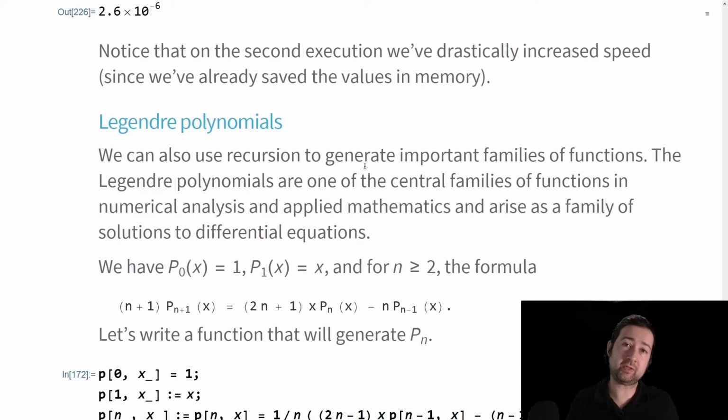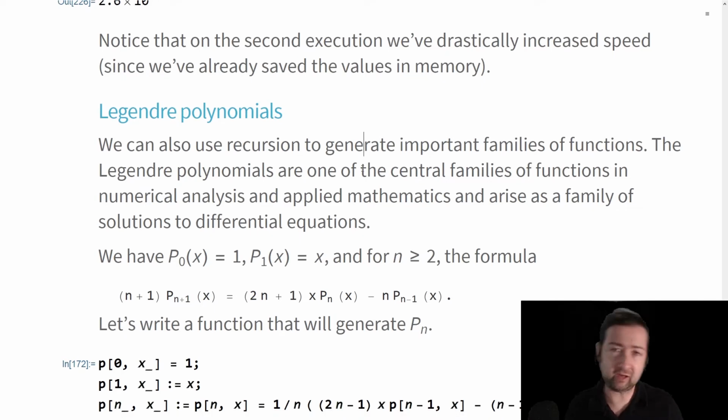So another interesting place that you can use recursion that shows up frequently in applied mathematics is in the generation of special families of functions. And recursion is an equally good way of looking at the generation of functions as well. So one of the most important families, I've picked one, there are 6 or 7 of these that show up in an introduction to differential equations and linear analysis, is the Legendre polynomials. The Legendre polynomials are one of the central sets of polynomials that show up in applied math.